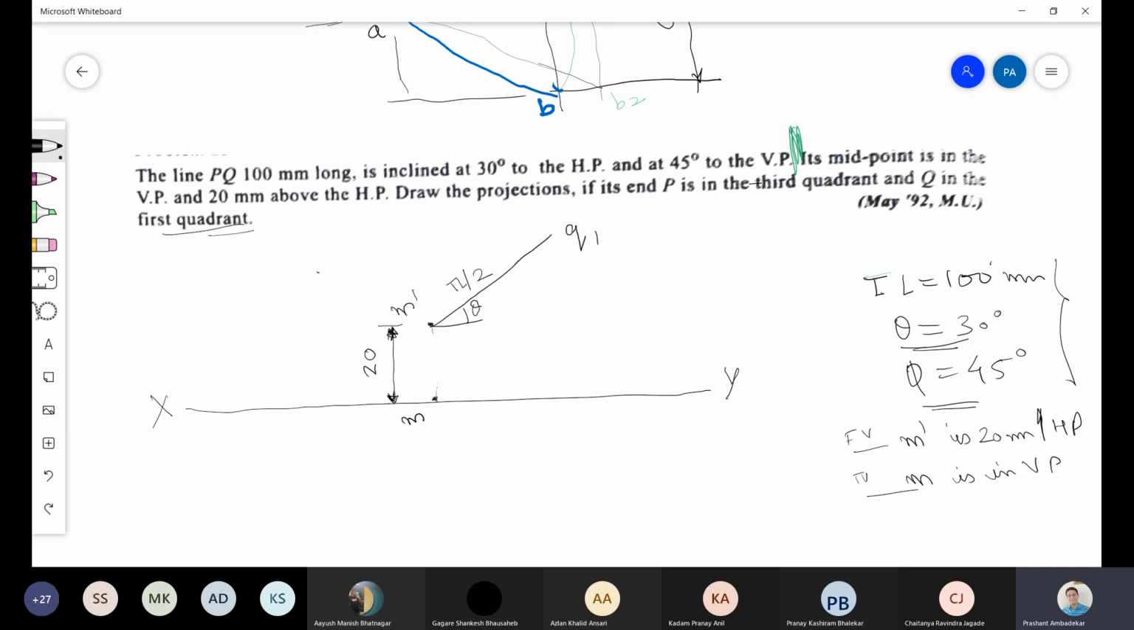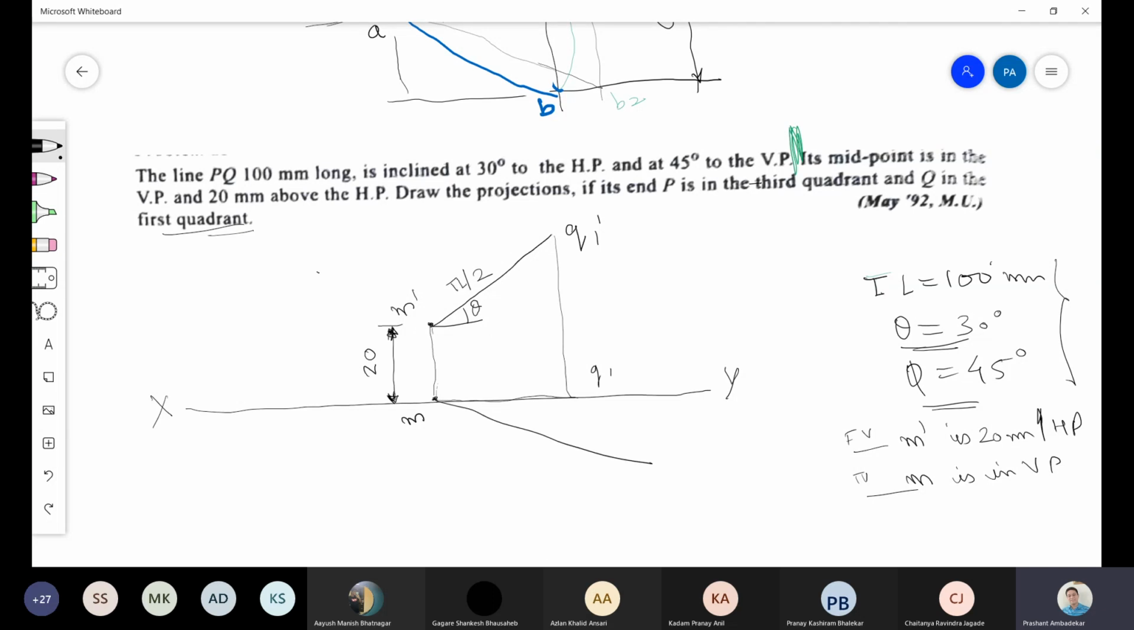This is Q1 dash. Now we can also project it to obtain this view. So this will be what? Q1, correct? Similarly, we can draw the other view. And how will we draw the other view?